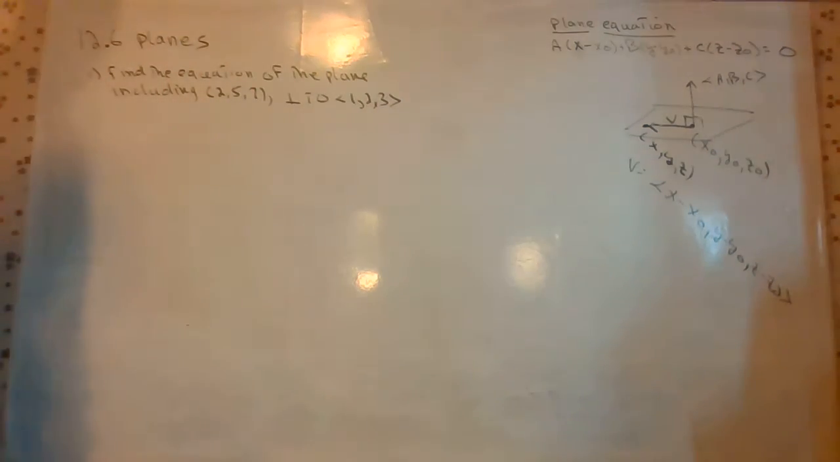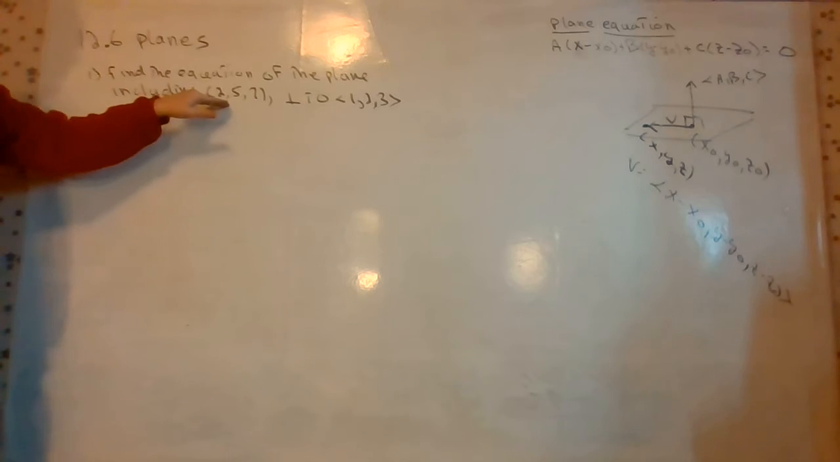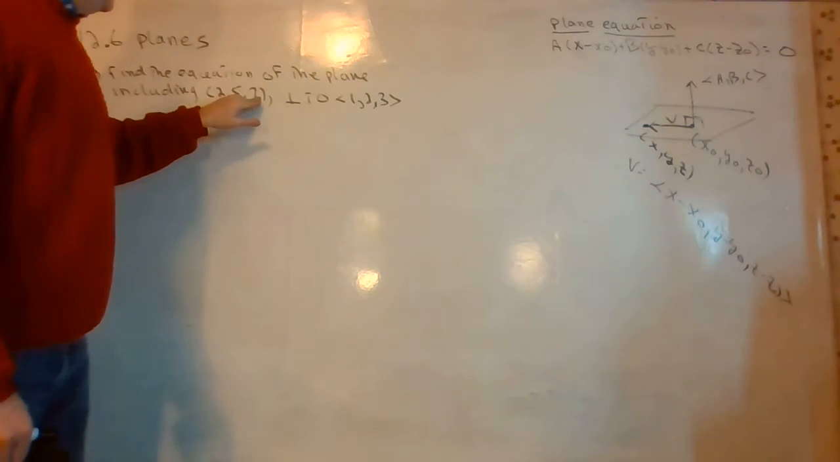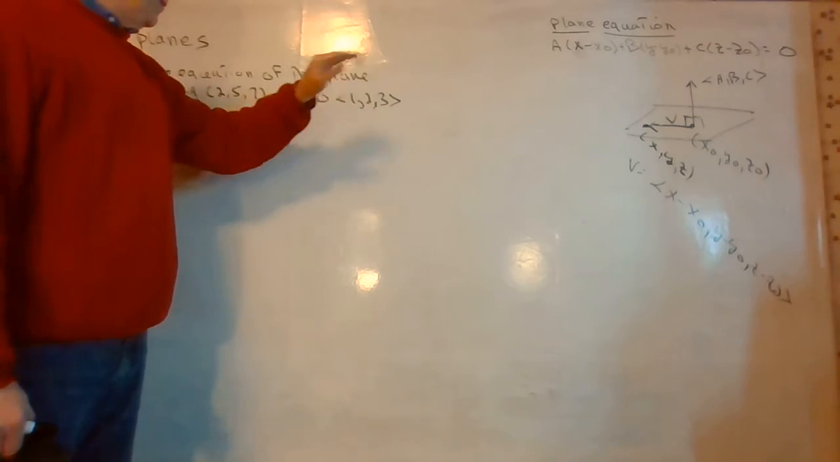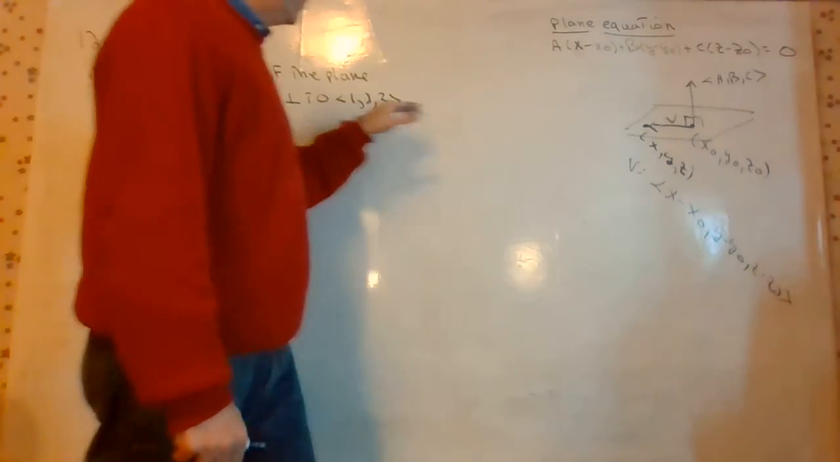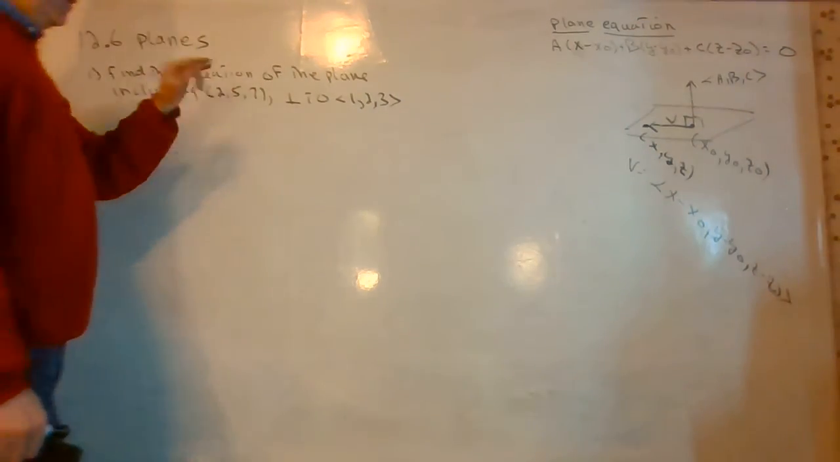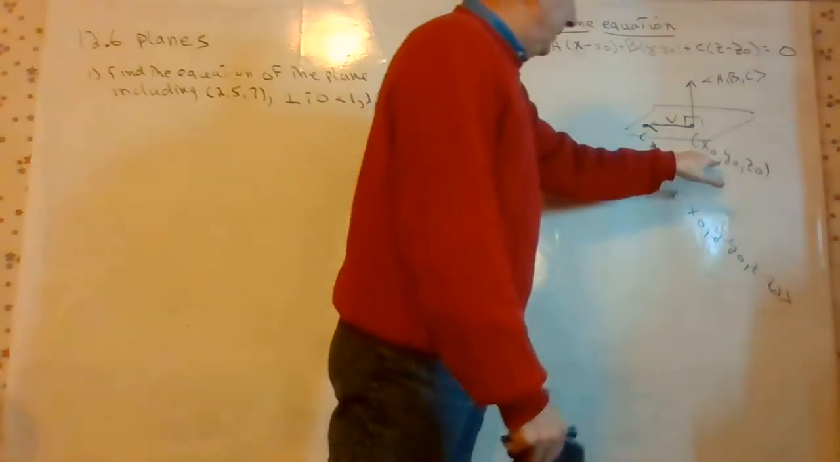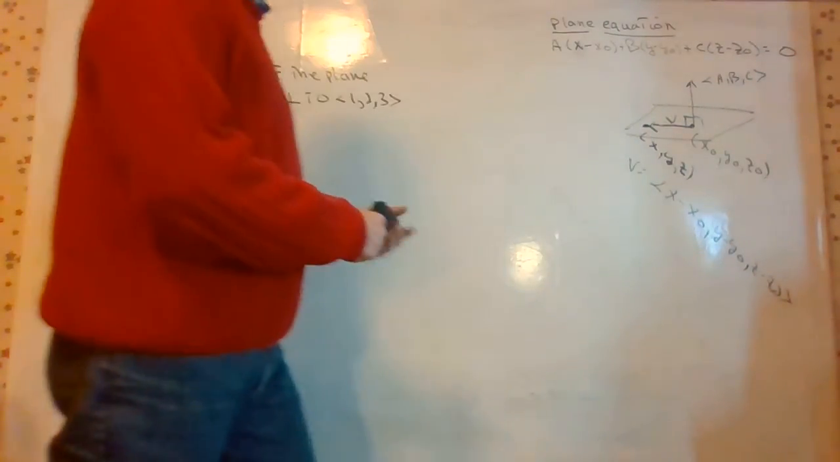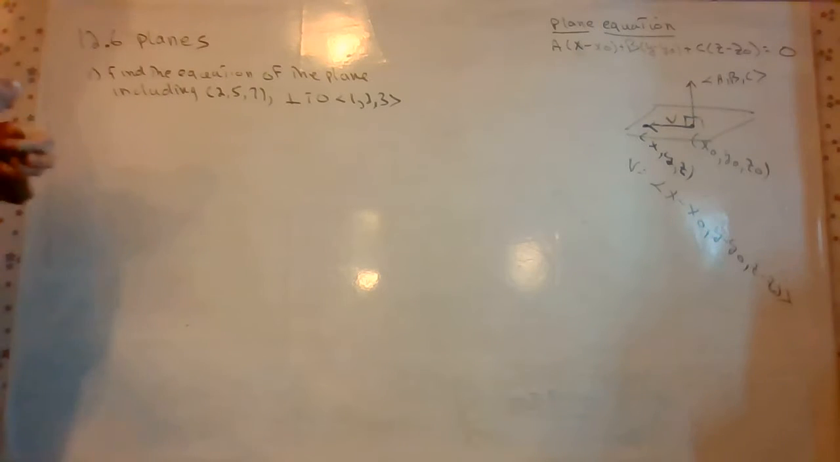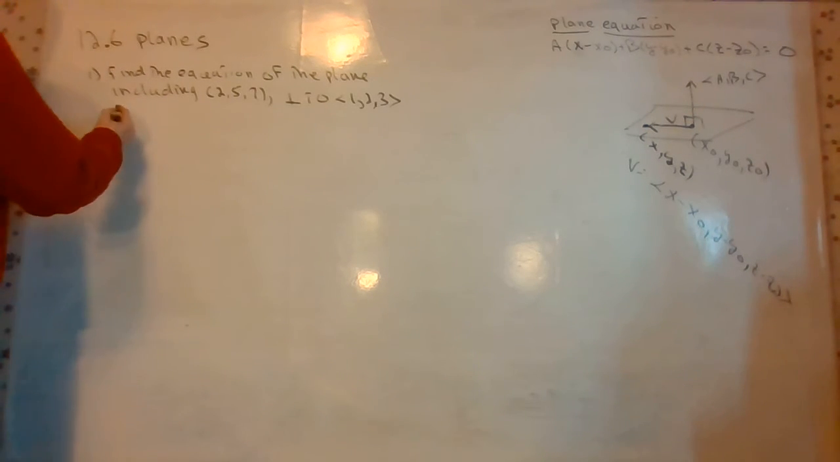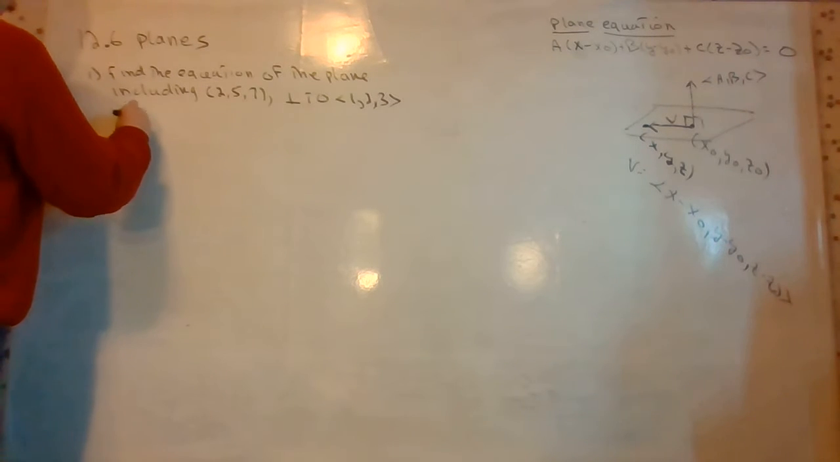Here's a very simple problem. Find the equation of the plane including the point 2, 5, 7 and perpendicular to 1, 2, 3. 1, 2, 3 is the ABC vector, and 2, 5, 7, it turns out, is the fixed point x0, y0, z0. So, okay, let's state the plane equation. Good idea to write it down.